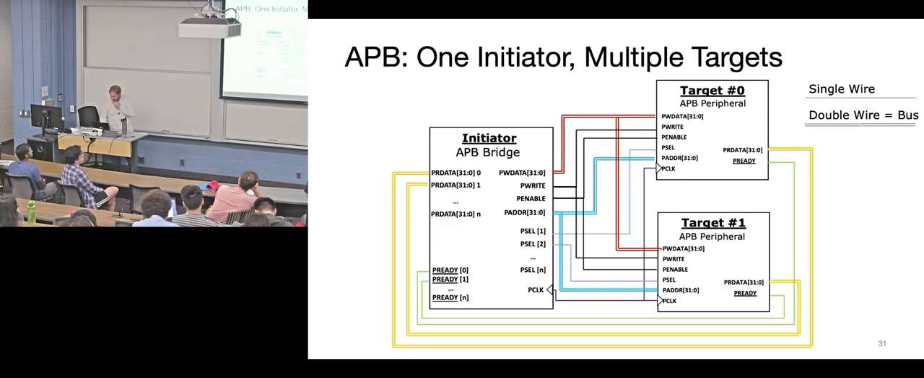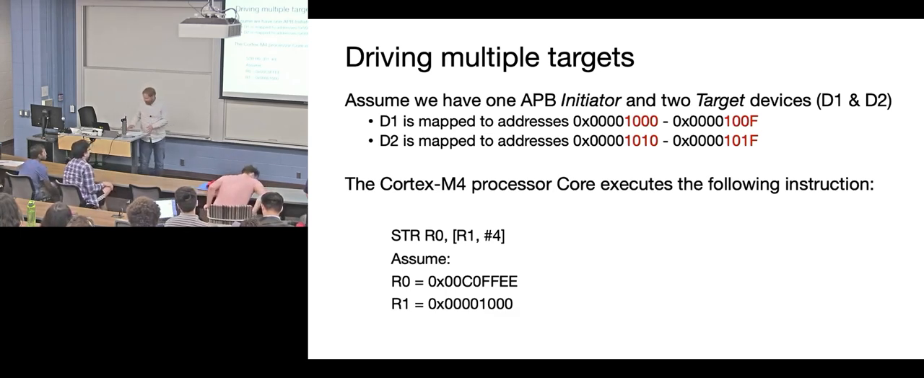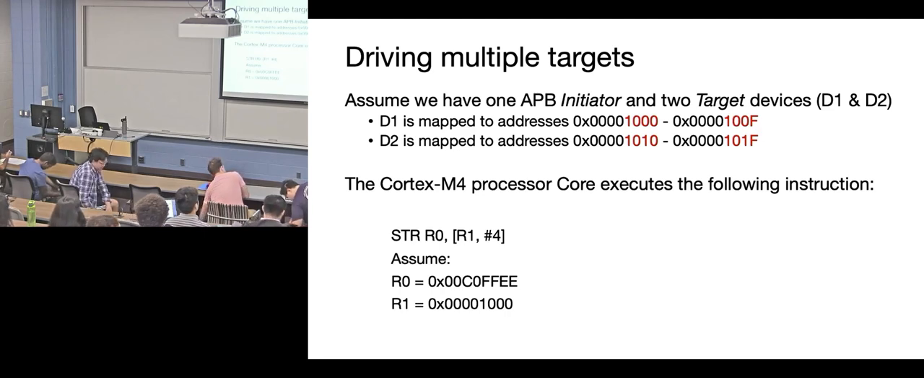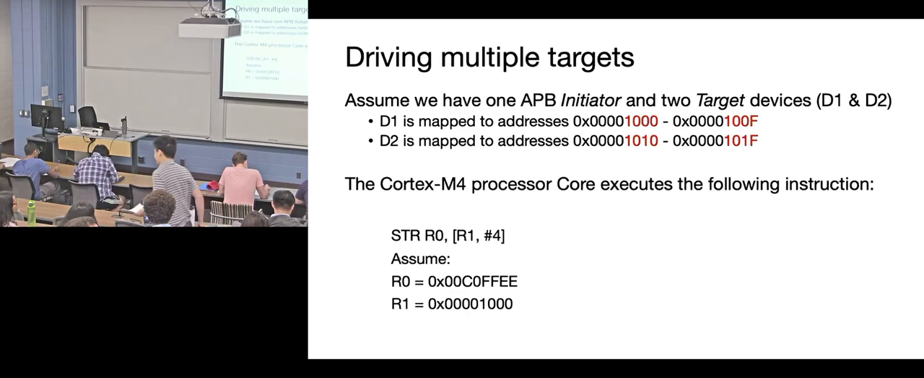All right. Let's go through an example here. Worksheets. You guys can play along. Okay, so we assume that we have an APB initiator and two target devices, and those are the address ranges of the target devices, and it's going to execute the following instructions. So it's going to store some values in some locations. And I want you to work in groups and try and draw out what those bus control lines are going to look like. You've got a key next to it. You've got the slides already.